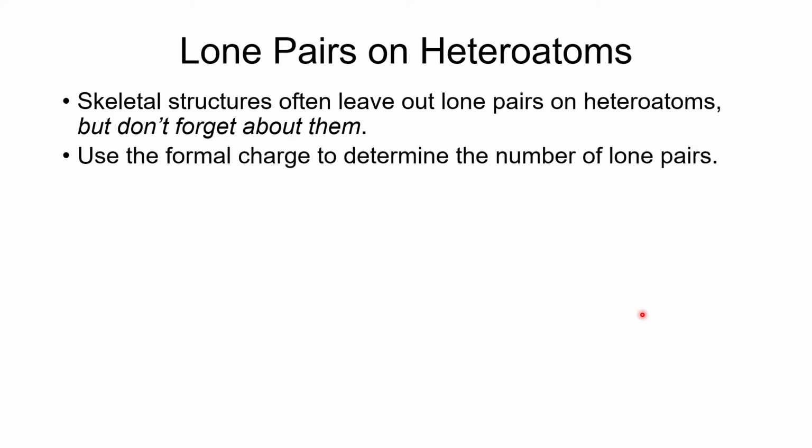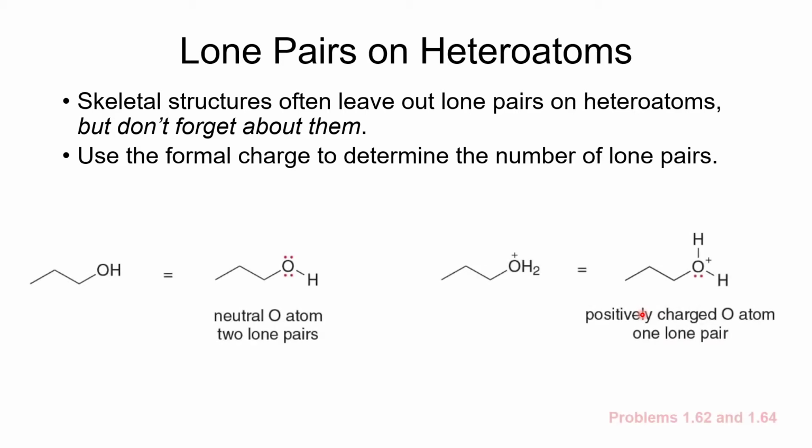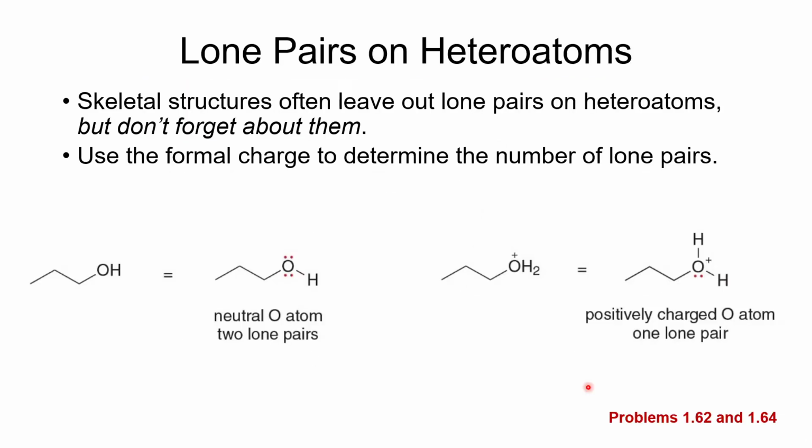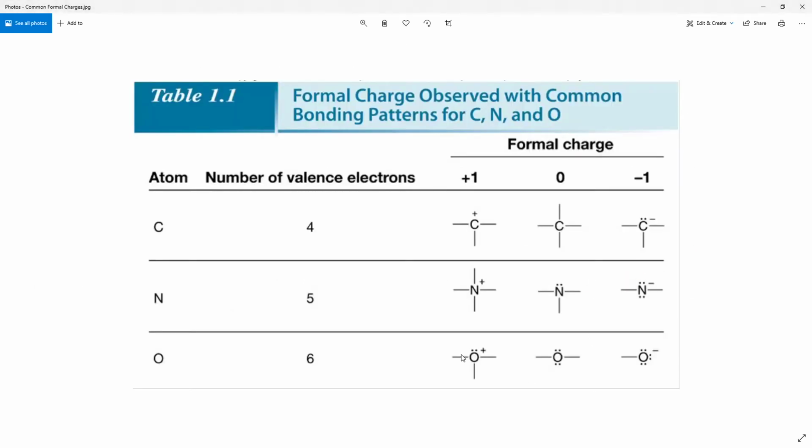So you use the formal charge to determine the number of lone pairs that are on a particular atom. So for example, here when oxygen is neutral, as on this alcohol here, that means that there are 2 lone pairs. When oxygen has a positive charge, that usually is accompanied by 3 bonds and 1 lone pair. If we had the negative charge for oxygen, it would have 1 bond and 3 lone pairs. And that would give us a negative charge. So again, I want you to memorize this table, and that way you will become quite familiar with it.